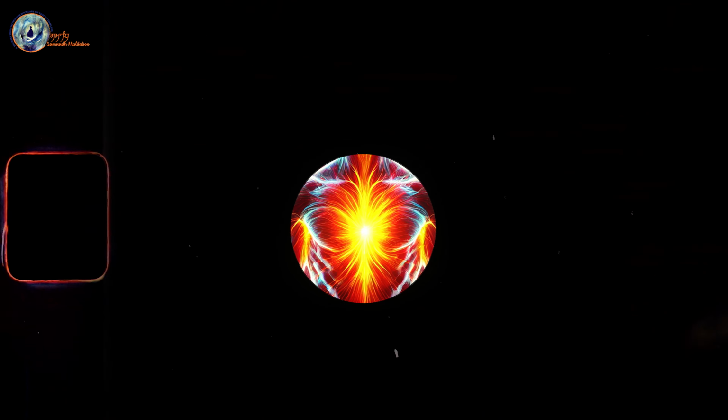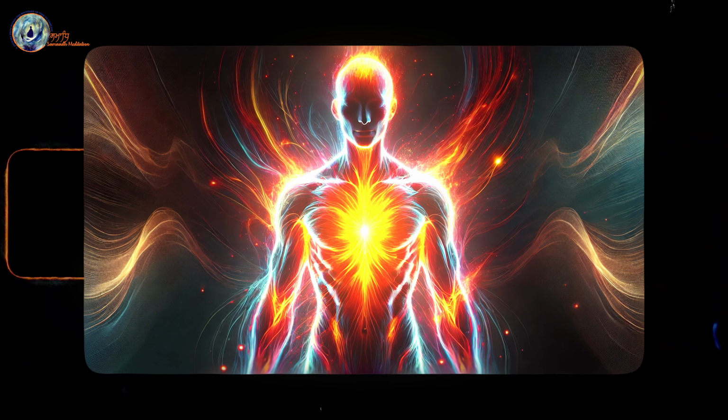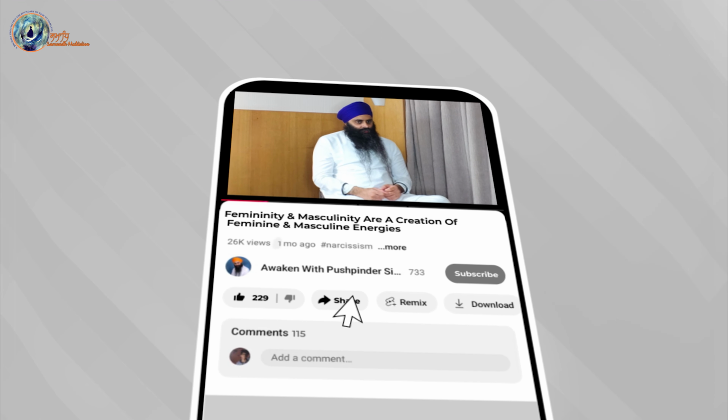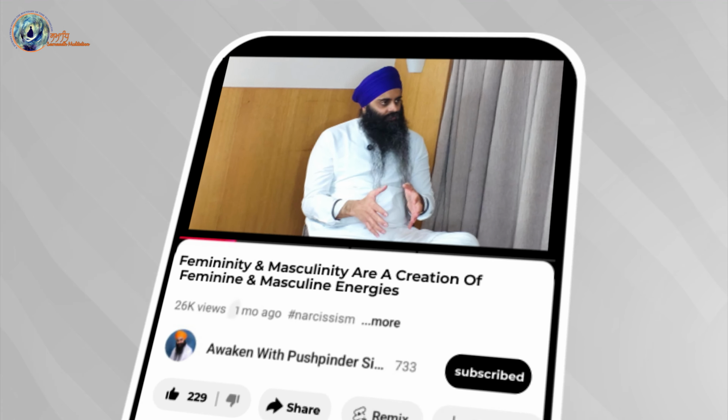Now, what is the source of this source? It's nothing but heat within the body. The basis of femininity and masculinity is nothing but heat within the body, and the basis of emotions is heat within the body as well.